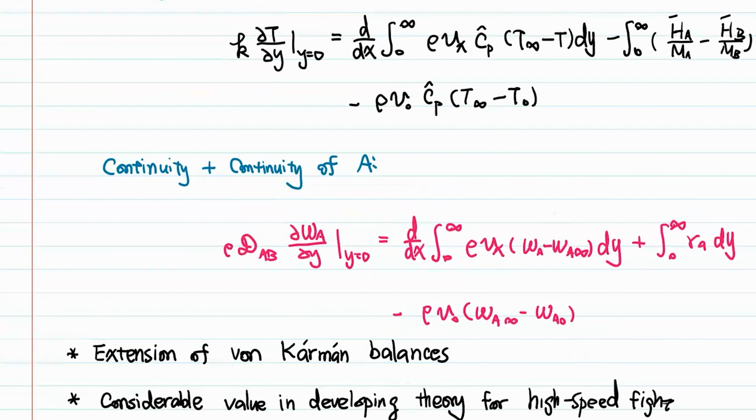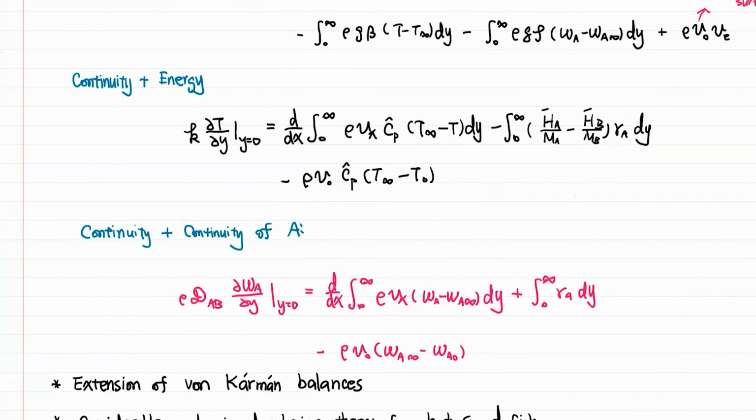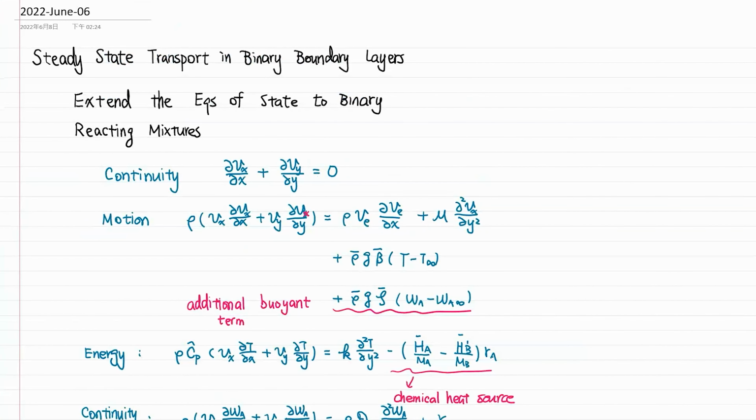Okay, so we've given this introduction on the boundary layer theory for steady-state transport in binary reacting mixtures. Basically, let's quickly review what's going on here. You can see that we list down the equations of change, not equations of state, sorry. Maybe we should change this. So, equations of change.